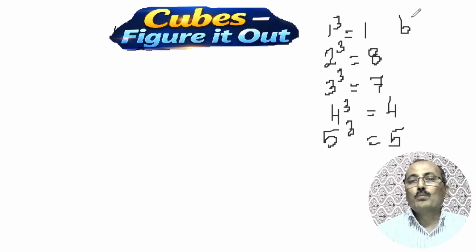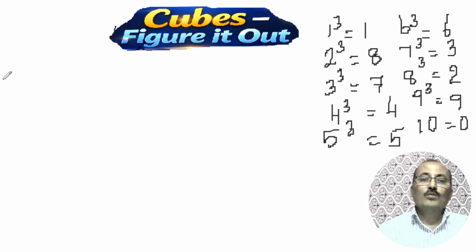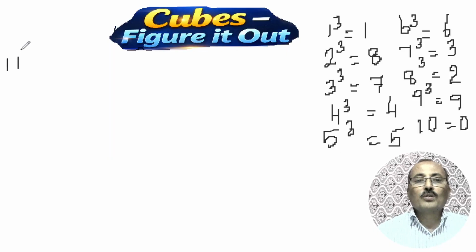Then 6 cube ends with 6 itself. 7 cube ends with 3. 8 cube ends with 2. So 9 cube ends with, last digit you calculate, 9 9s are 81, 1 into 9, again 9 only. Okay, 10 cube ends with 3 zeros, that is 0. Now 11 cube equals 121 into 11, that is 1331.